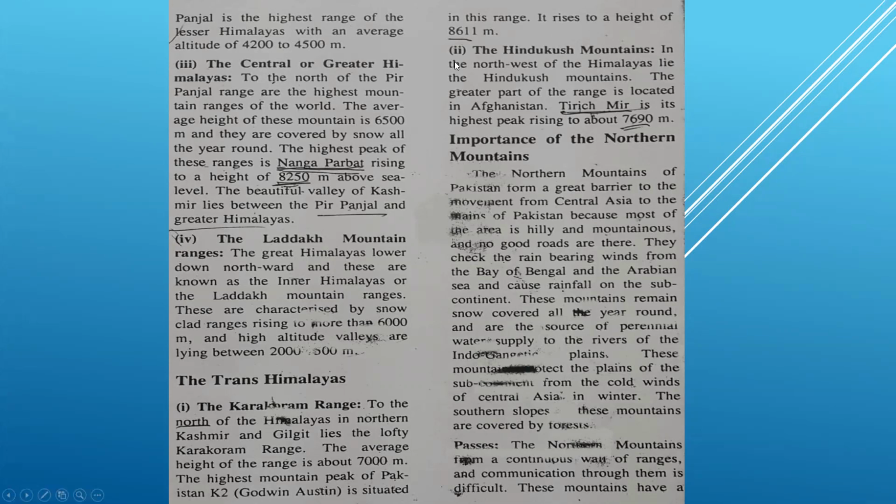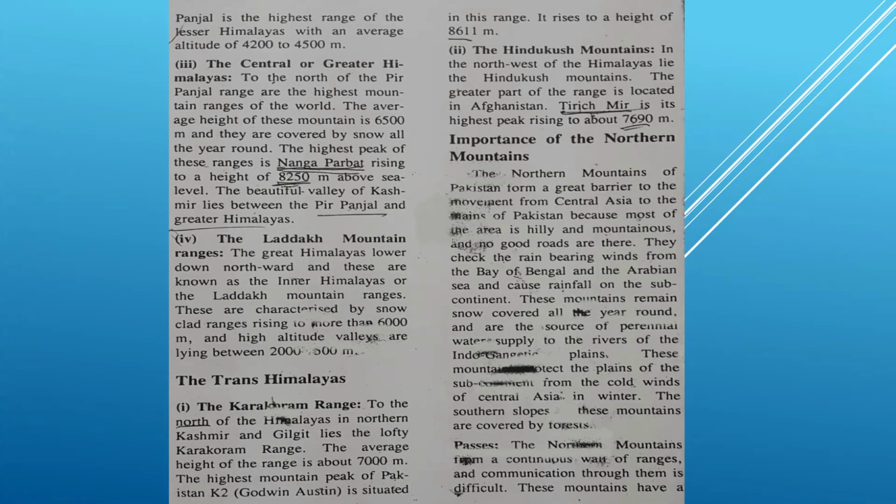Now we will discuss the passes. What is a pass? It is a gap or break in high ridge terrain such as a mountain. A pass forms when a glacier or stream erodes or wears away the land between areas of higher terrain. We can simply say it is a gap or break in a high mountain.